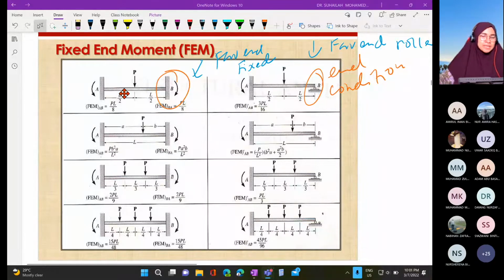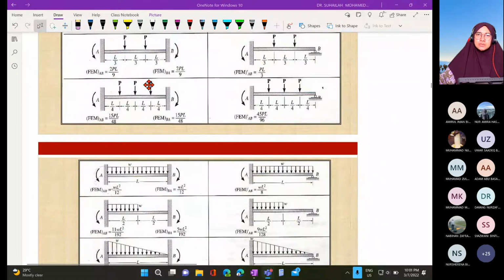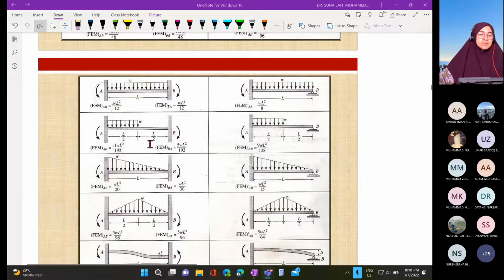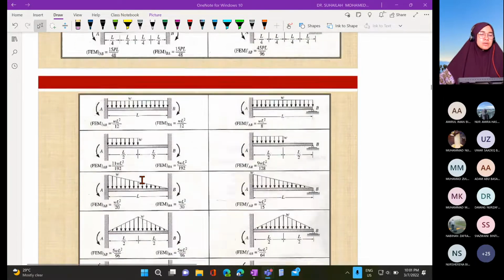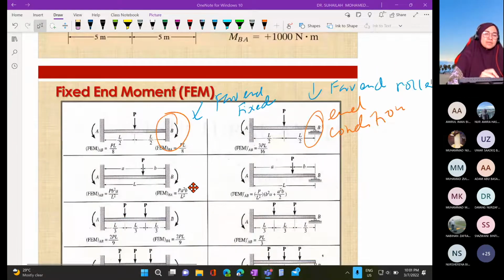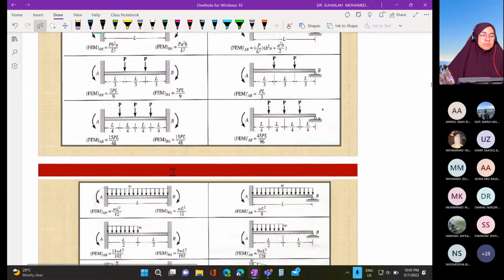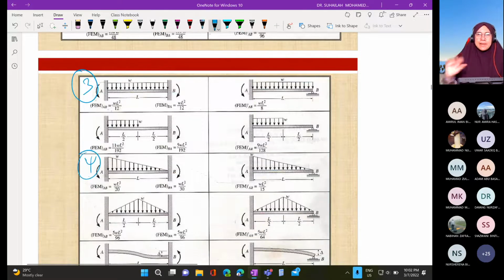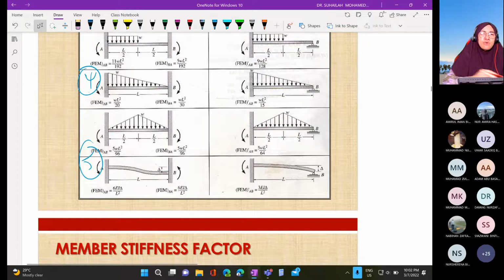Okay, so dia ada point load at the center, dia ada point load not at the center, ada combination of more than one point load. Okay, ada UDL. Lepas tu ada lagi triangular load. Okay, basically yang kita selalu jumpa, this is number 1, number 2, number 3, and number 4. Ini yang 4 yang selalu jumpa lah dalam soalan. And the last one ni is for support settlement as well as side sway for frame. The same concept.